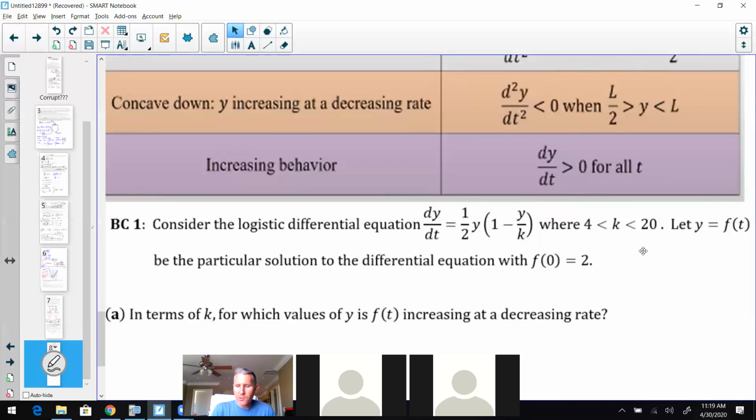In between 4 and 20. Let y equal f of t be the particular solution to the differential equation with f of 0 equal 2. In terms of k, for which values of y is f of t increasing at a decreasing rate? What does it mean for a function to be increasing at a decreasing rate? Anybody?